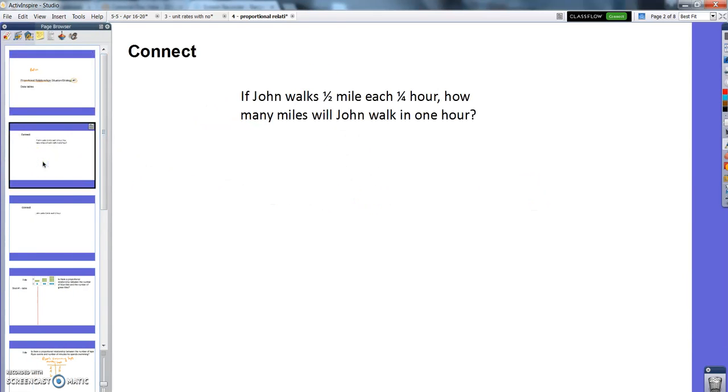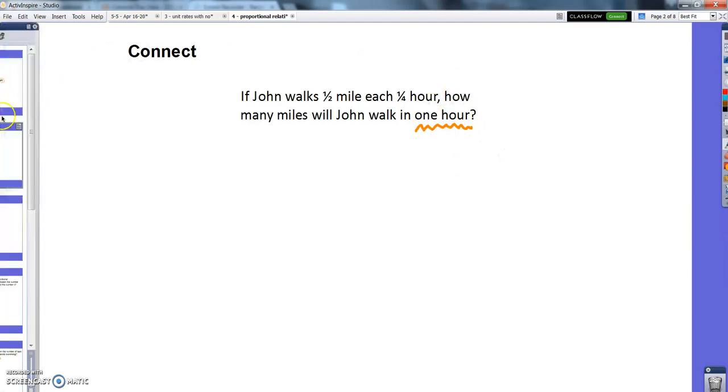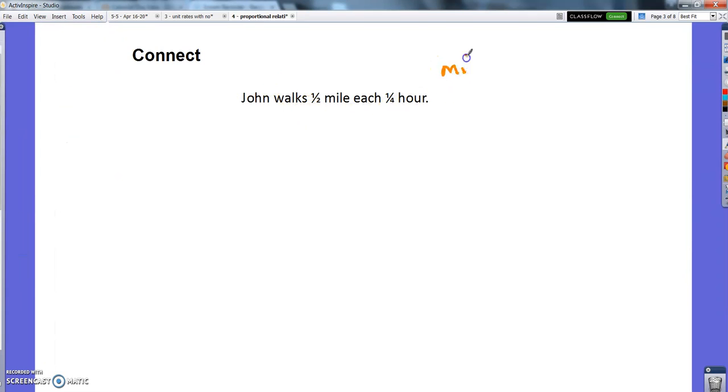So some things we've been talking about lately with ratios and rates. This is a problem we've done a whole lot of times. John walks half a mile each 1/4 of an hour. How many miles will he walk in 1 hour? I've always been asking you this question in exactly one certain unit. I could have just given you this situation without asking for an answer, and we could have thought about it as a ratio of miles and hours.